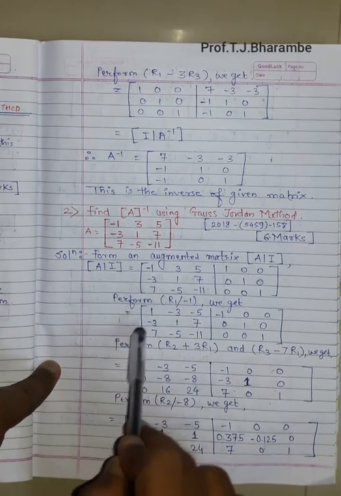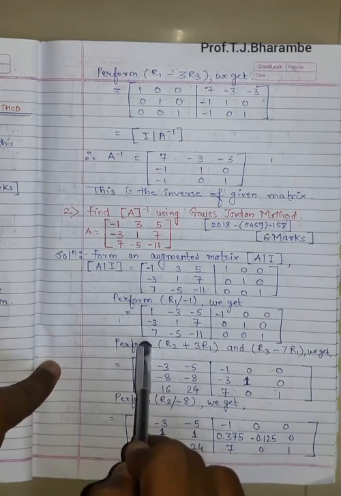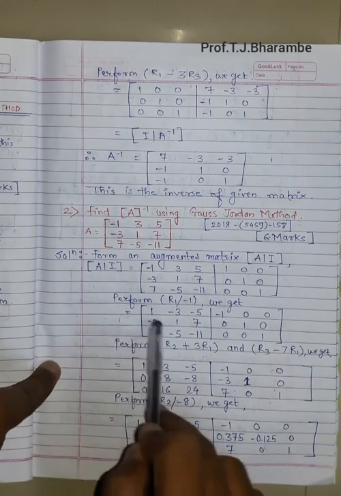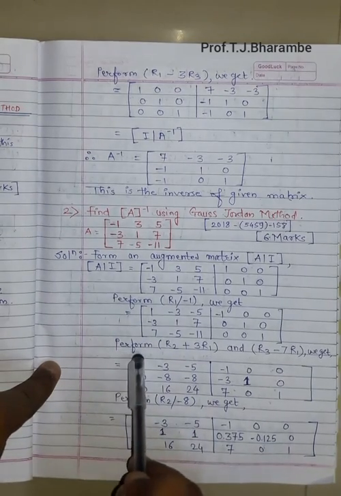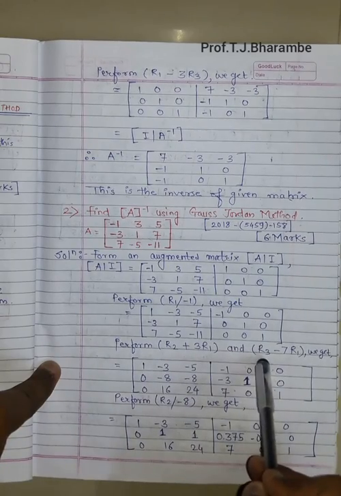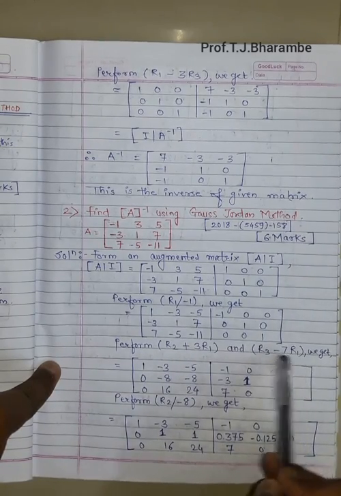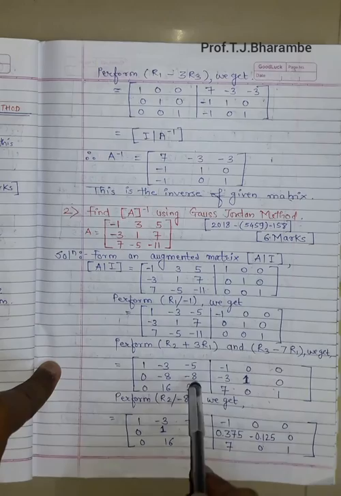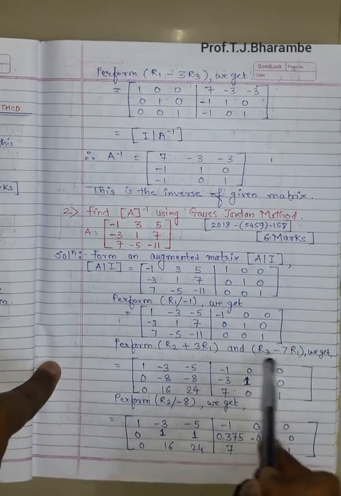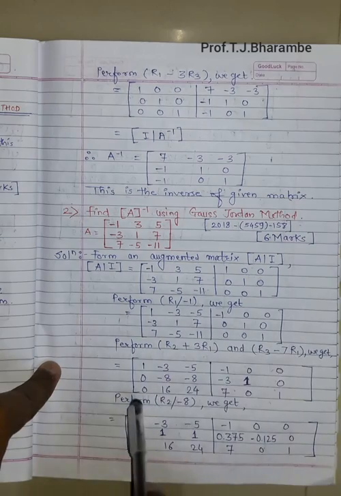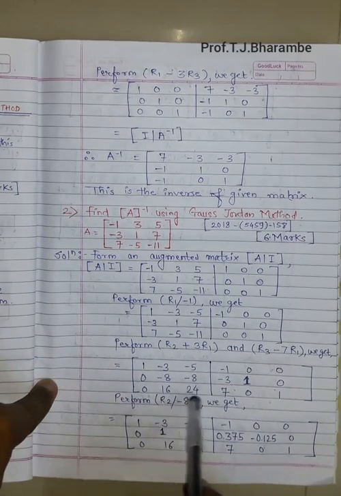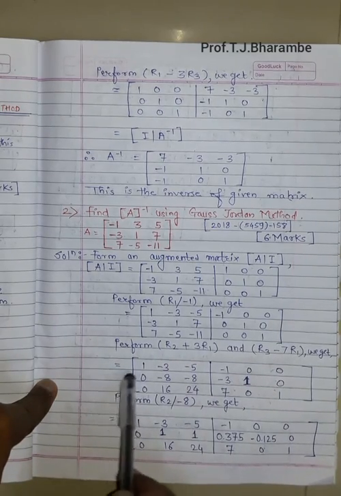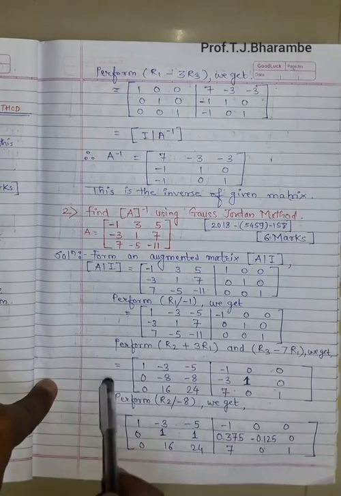Now with the help of this 1, I am going to make the elements under it 0. Which are the elements under this 1? -3 and 7. So I am going to perform R2 plus 3 R1, as well as R3 minus 7 R1. After performing R2 plus 3 R1, we will get 0 -8 -8, -3 1 0, and after performing R3 minus 7 R1, we will get 0 16 24, 7 0 1. In this way we have converted these particular elements to 0.